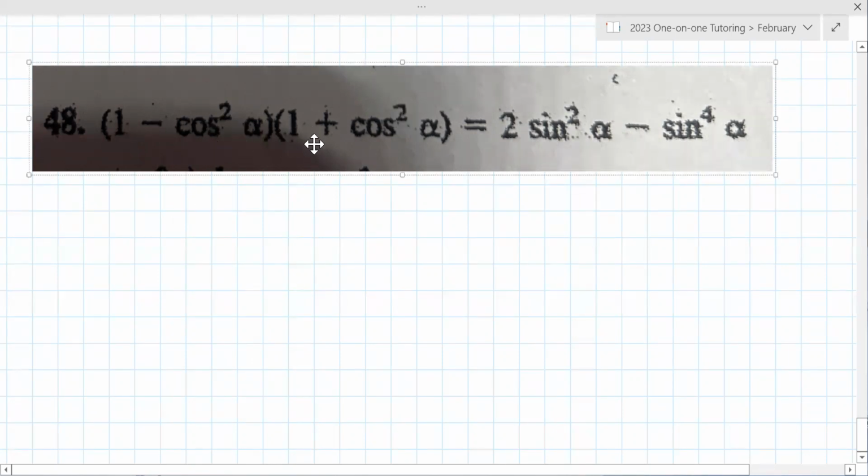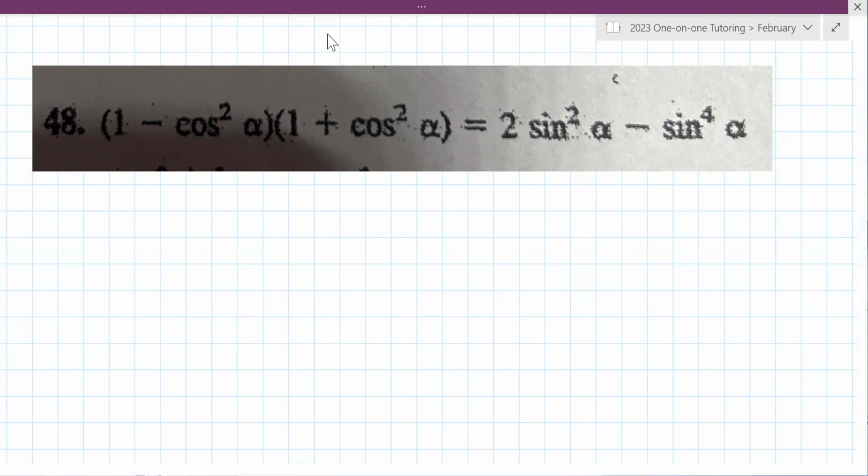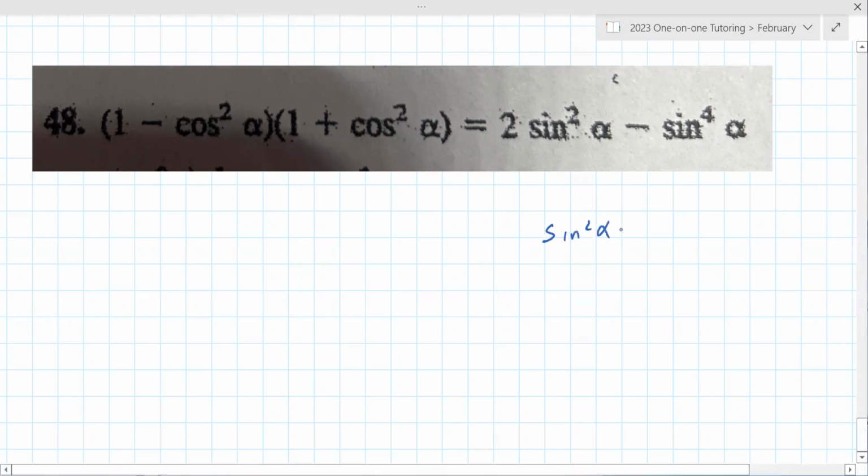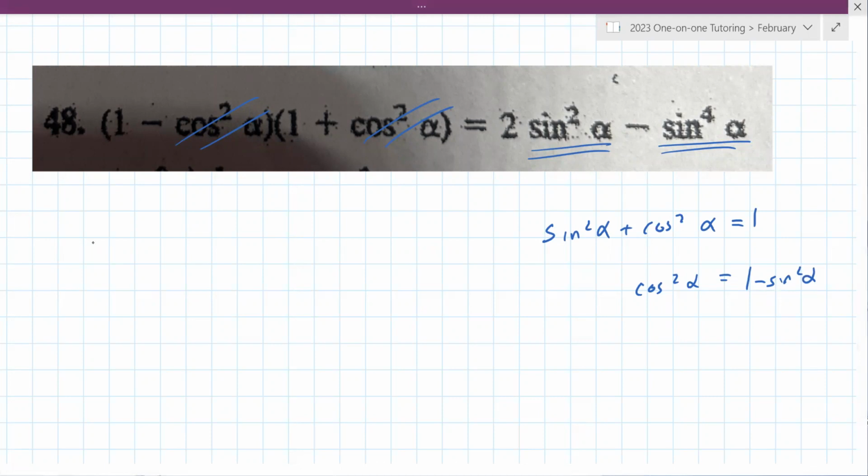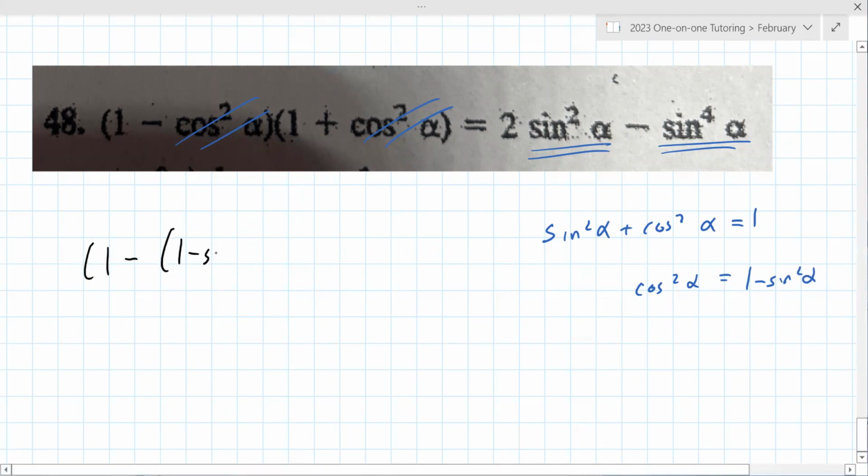What would you do here? You probably need to convert this to sine squared. So you want to use that Pythagorean identity again: sine squared alpha plus cosine squared alpha equals 1. Because your answers have sines in them, you want to eliminate the cosines from the original. So cosine squared alpha equals 1 minus sine squared alpha. So on the left here, 1 minus, and then it'd be 1 plus 1 minus sine squared alpha.